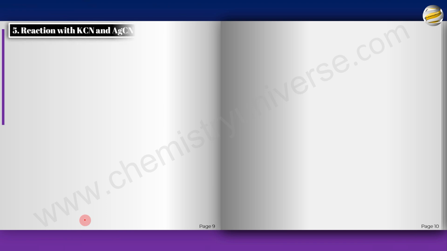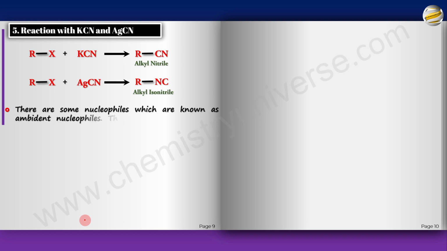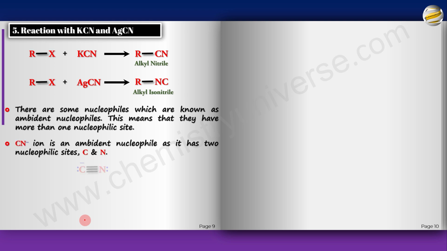Reaction with KCN and AgCN. Now, RX with KCN gives you a cyanide, alkyl nitrile. Whereas RX with AgCN will give you RNC, the isonitrile or the isocyanide. Now, there are some nucleophiles which are known as ambident nucleophiles, and this means that they have more than one nucleophilic site. Now, as you can see, in CN minus, you have lone pairs on both C and N, and in fact C is the one which is having the minus.